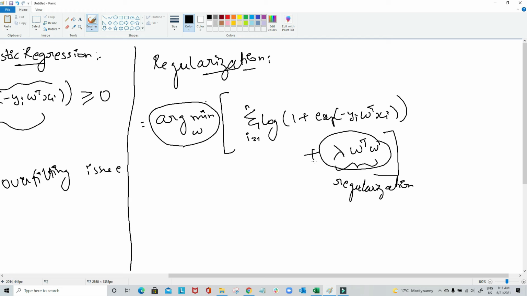This is called an L2 norm, and this can be rewritten as lambda times the L2 norm. Here lambda is the hyperparameter.